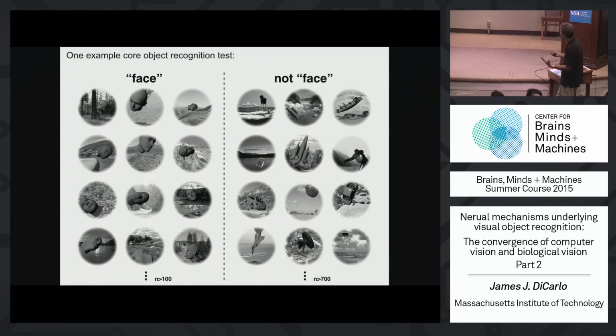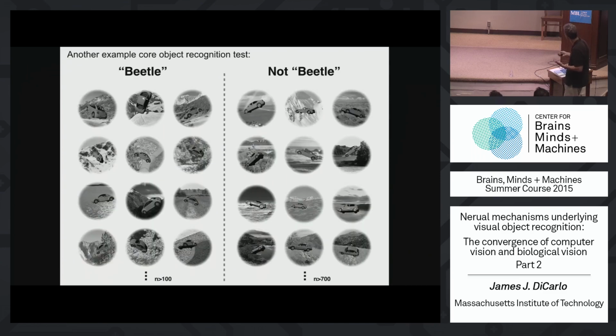This is some images that would correspond to faces. These are all images of faces under some transformations. Again, different backgrounds. These are not faces. These are other objects, again, under transformations. And we could have as many of these as we want. We call this distinction, when shown for 100 milliseconds, one core recognition test, discriminating face from not face.